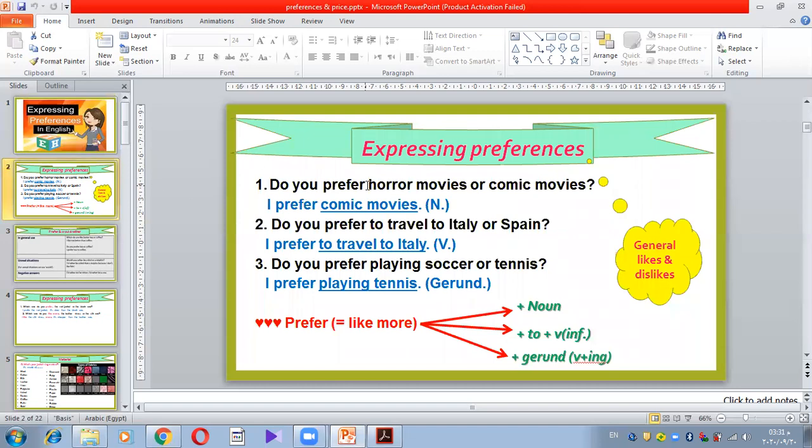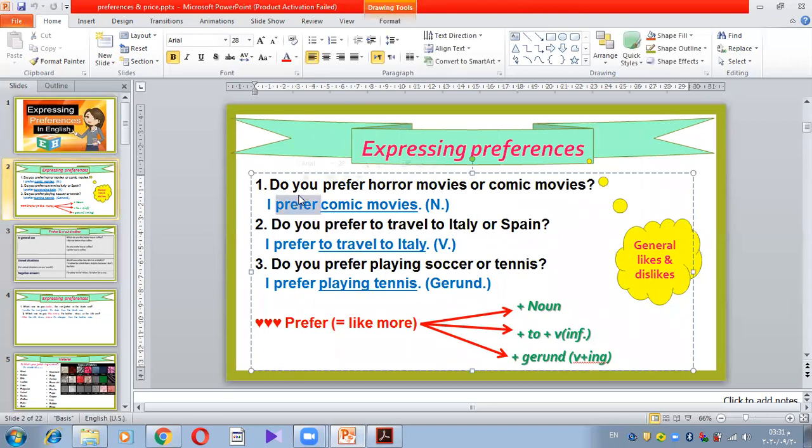Do you prefer horror movies or comic movies? I prefer comic movies. Do you prefer to travel to Italy or Spain? I prefer to travel to Italy. Do you prefer playing soccer or tennis? I prefer playing tennis. So could you guess what is meant by prefer, guys? What is meant by the word prefer?